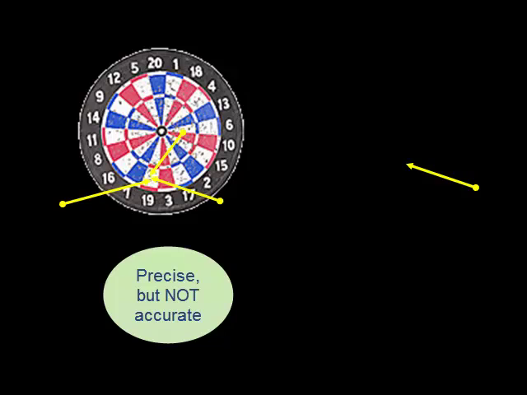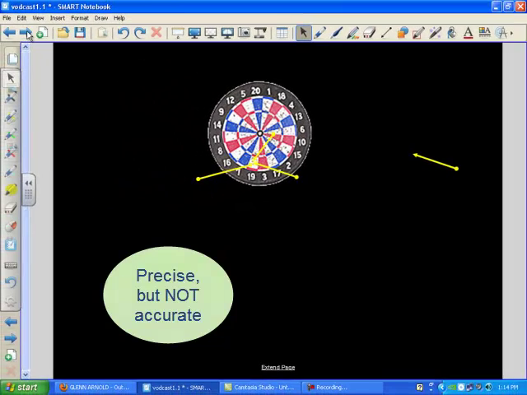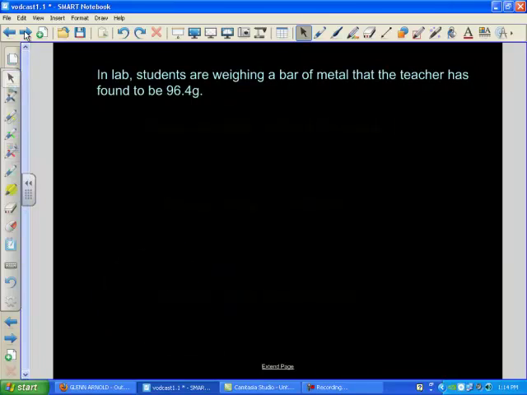And in the third case here, all of the darts are within the little 19 there, so that means we're precise, but we're not accurate. We didn't hit the mark, but our measurements were close to each other.